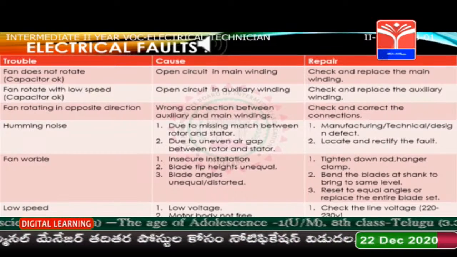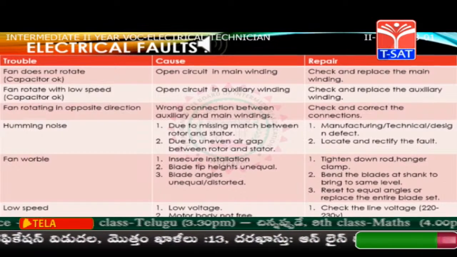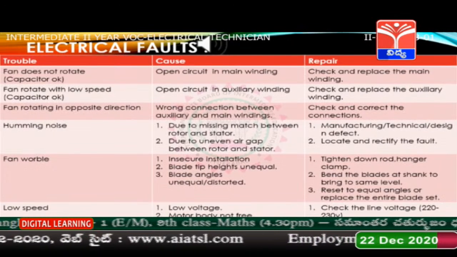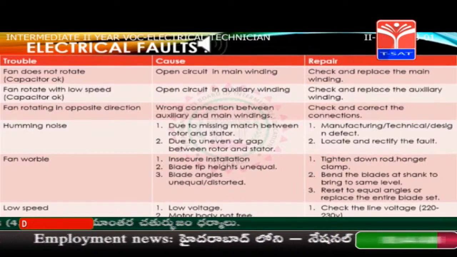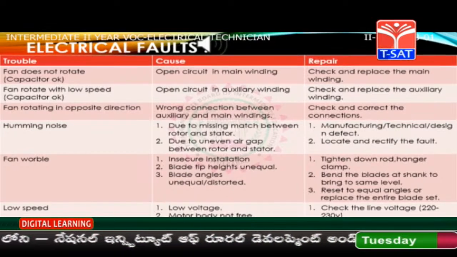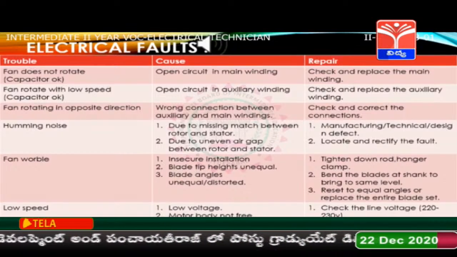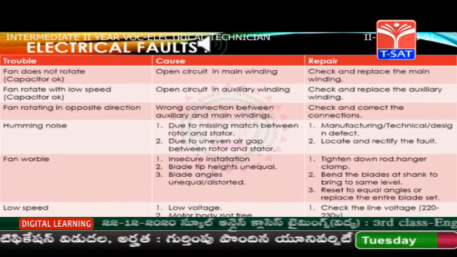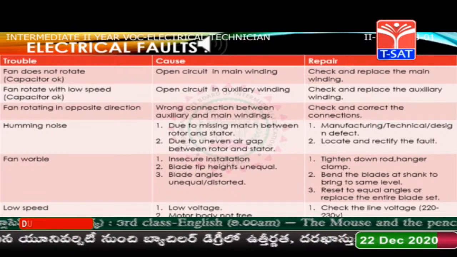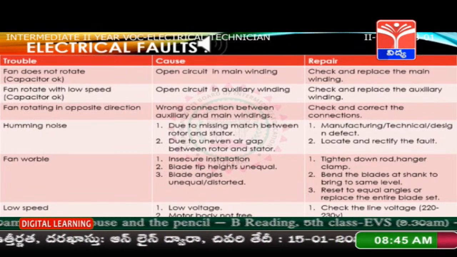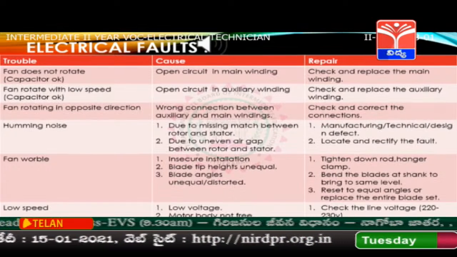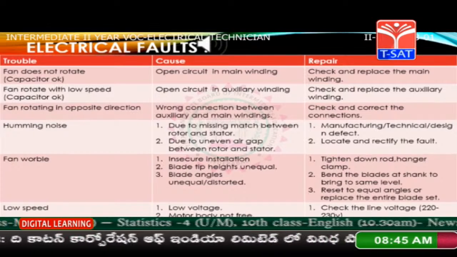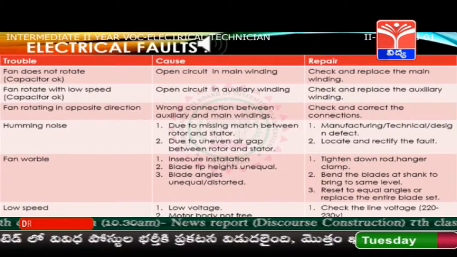Fourth one, humming noise. Due to mismatch between rotor and stator, due to uneven air gap between stator and rotor. Repair: manufacture technical design defect. Locate and rectify the fault. Fan wobble. Insecure installation. Blade tip heights unequal. Blade angles unequal. So tighten down the rod, hanger clamp, blade screws, the blade at shank to bring all blade tips to same level. Keep the blade levels up to 1 to 1.5 above shank.